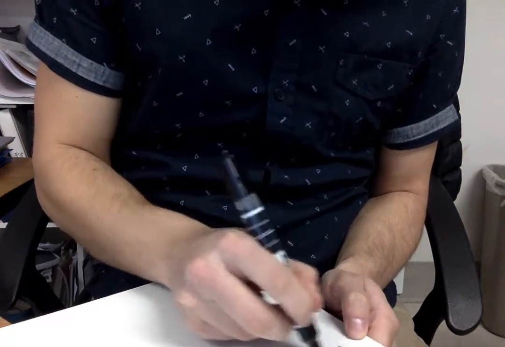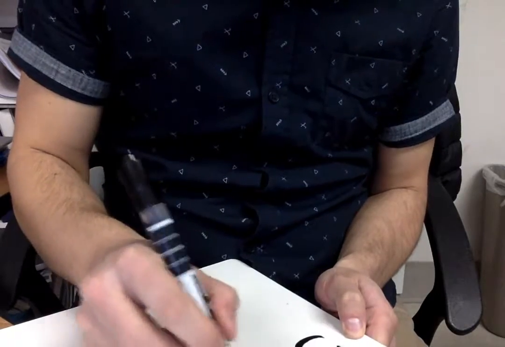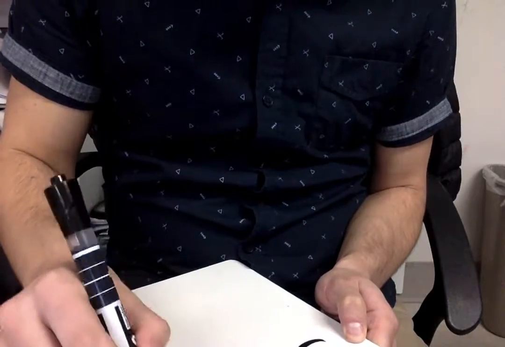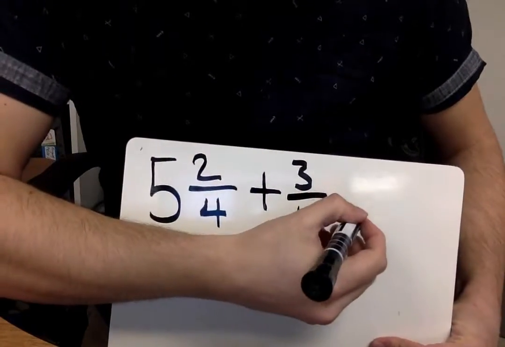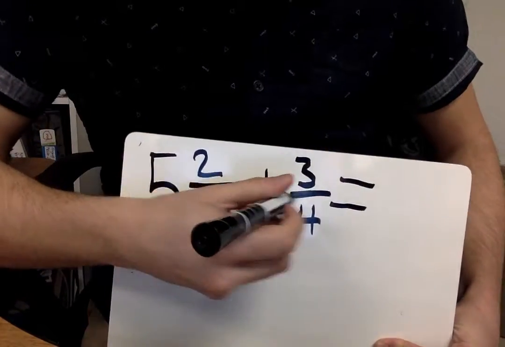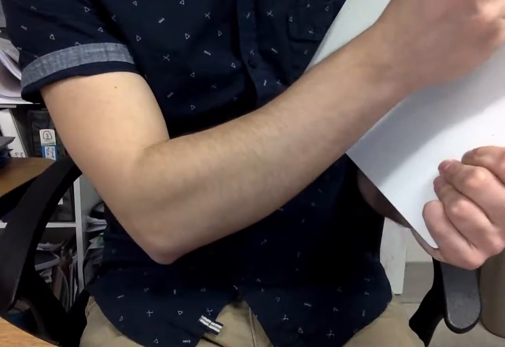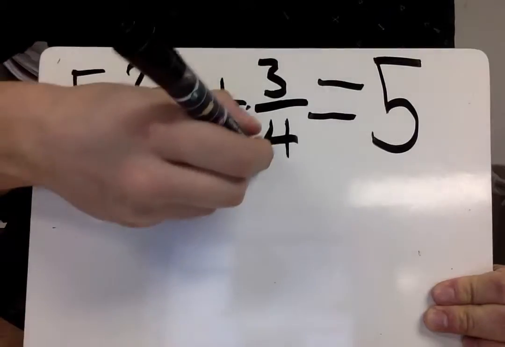The second problem, we're going to have 5 2/4, and we're going to add 3/4 to that. So we have 5 2/4 plus 3/4. What is that equal to? Well, again, I have my whole number here. I don't have a whole number over here, so I can just bring that 5 right on over. I still have 5 ones or 5 wholes. And now I'm going to add my fractions.